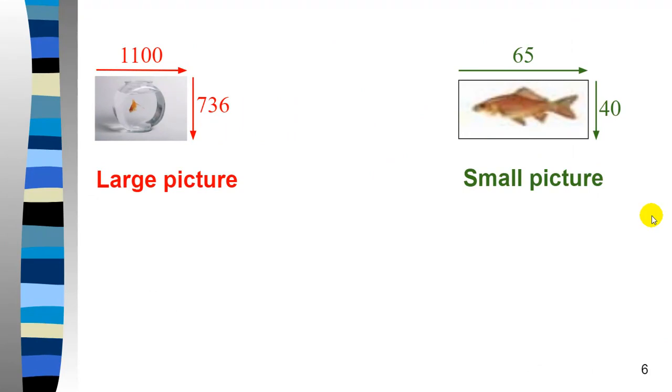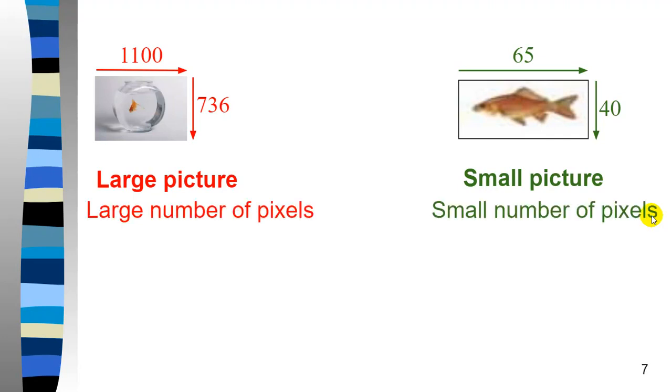Here's two pictures. One is large and one is small. The one on the left is made of 1,100 pixels across and 736 pixels up and down, while the picture on the right is only 65 by 40. A large picture is made with a large number of pixels, and a small picture is made with a small number of pixels.